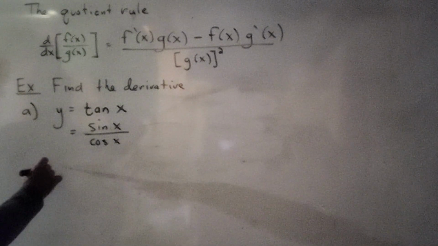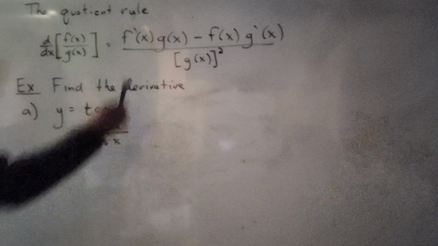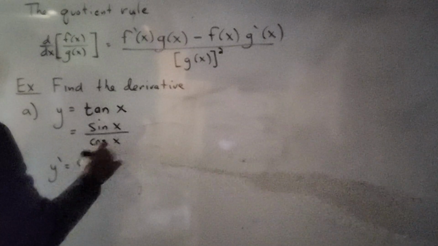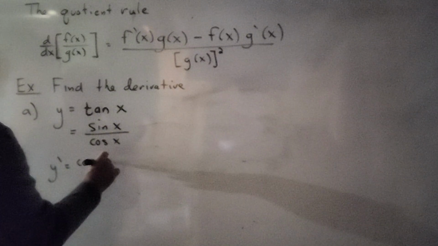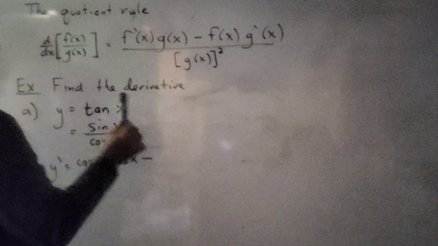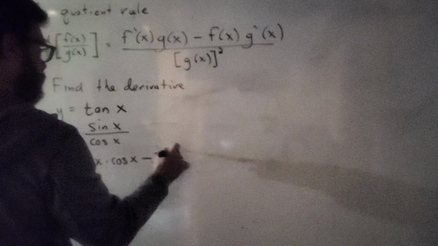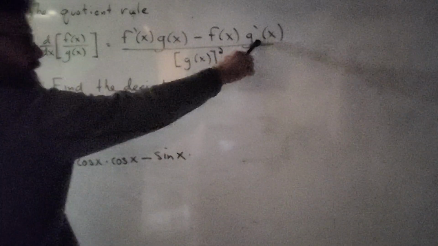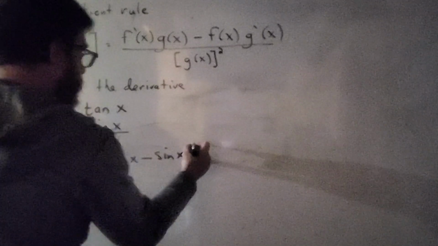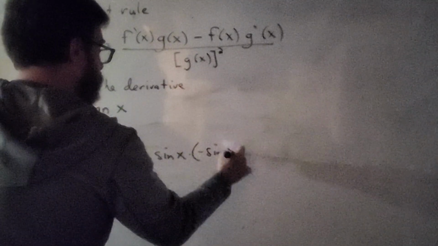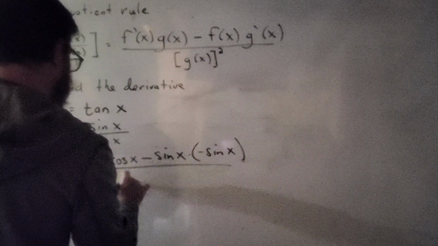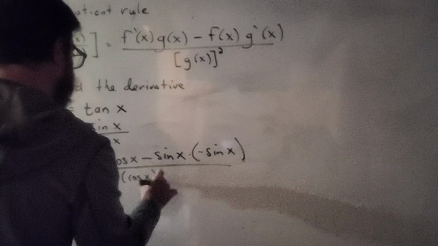So if I want to find y prime, again it says derivative of the numerator, so the derivative of the sine of x is cosine of x, times the denominator, which is going to be cosine of x, minus, with the top being sine of x, times the derivative of the denominator. Well, the derivative of the denominator, the derivative of cosine, is going to be minus sine of x. And this is all divided by that cosine x, the denominator squared. So cosine of x squared.